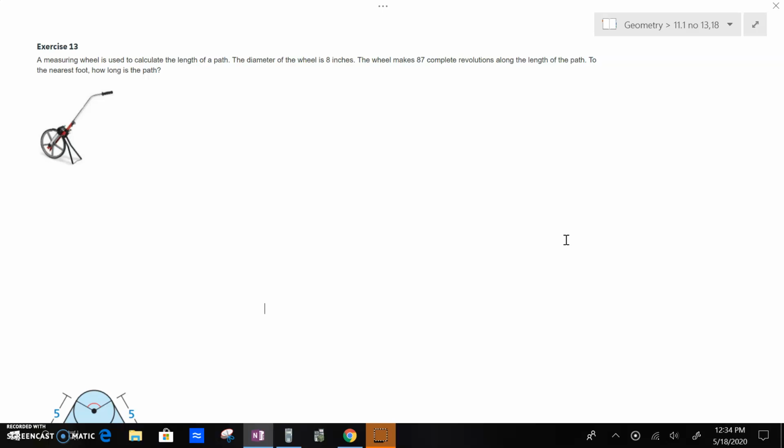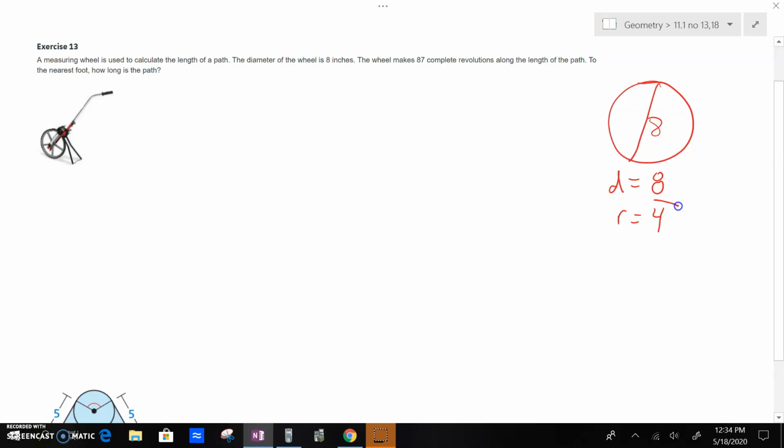This is the snapshot or the screenshot from the book, but you have a circle and a diameter is 8 inches. So diameter cuts across the entire circle. So diameter is 8, and then that means the radius is 4, which is usually what we end up using. The wheel makes 87 complete revolutions along the length of a path. To the nearest foot, how long is the path?